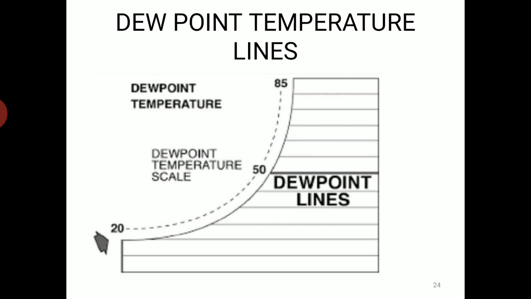Dew point temperature lines. If I want the dew point temperature, in the previous slide we saw that corresponding to the partial pressure of water vapor, we get the dew point. Directly from the chart we can refer to it. On the saturation curve we get the dew point temperature. There are horizontal lines, which are the specific humidity lines, so corresponding to the horizontal we have to refer to the dew point temperature lines. Fine.